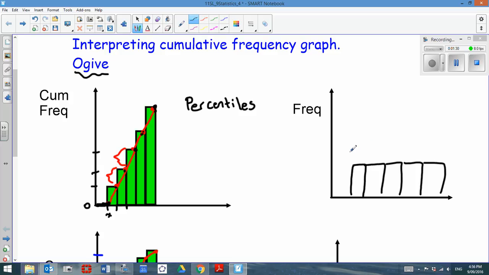Whereas when you're just looking at frequency instead of cumulative frequency, each one is individual and we're not comparing it to the whole. Whereas here with cumulative frequency, we stack up, and then at the end, whatever this highest frequency is really our total number of data values as well.